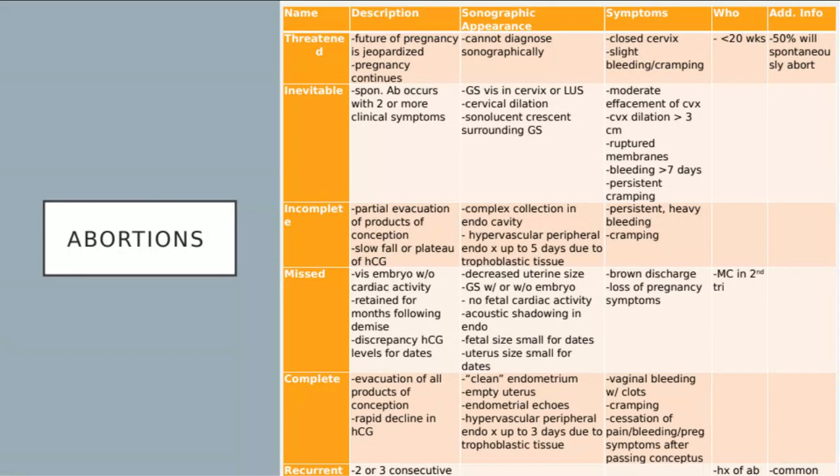The gestational sac could be empty. We could see acoustic shadowing in the endometrial cavity. The baby that we see could be really small for the dates. Our uterus could be really small for the dates that the mom should be. So we're really going to see a lagging pregnancy or a baby without a heartbeat.